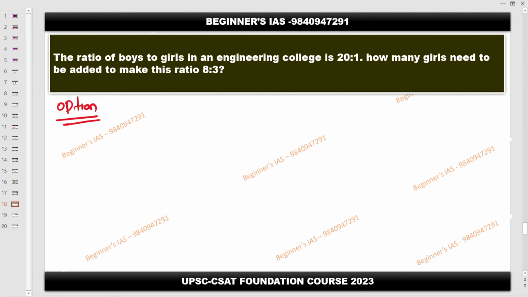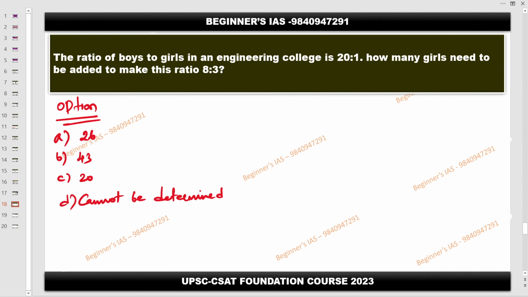Is it possible? And we understood the logic behind this one. So that is why I have provided this. Some cases you need to be very careful here. So what is the solution here? 20 boys means 1 girl. Then 40 boys means 2 girls. So like that it will keep on moving.